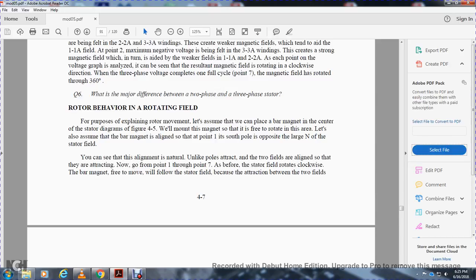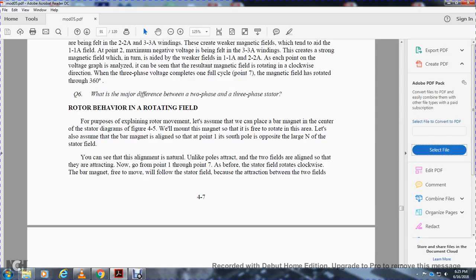Alright, rotor behavior in the rotating field. The purpose is explained with the rotor removed, assuming that we can place a bar magnet in the center of the stator diagram, Figure 4-5, where the magnet is free to rotate in the air. Let's assume the bar magnet is aligned with point 1, the south pole opposite the large north pole of the stator field. You can see the alignment of north and south poles. The two poles will attract, the two fields aligned so that they are attracting.